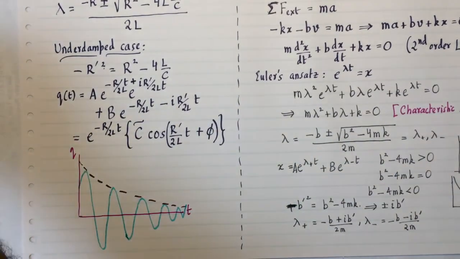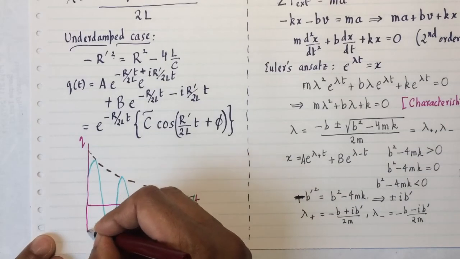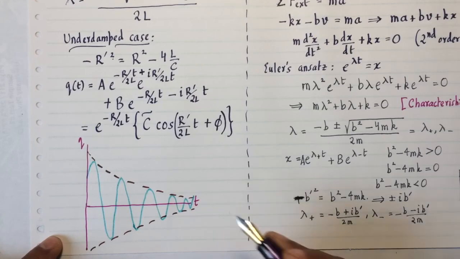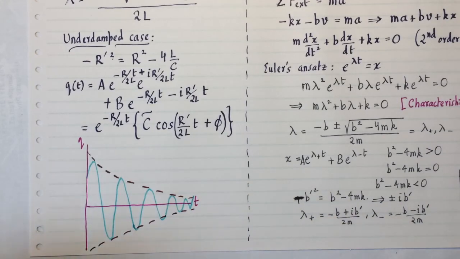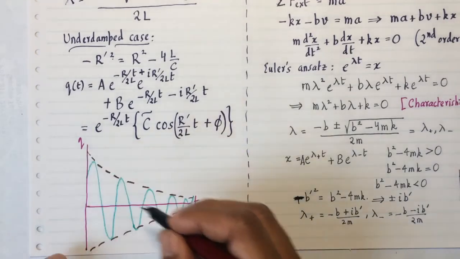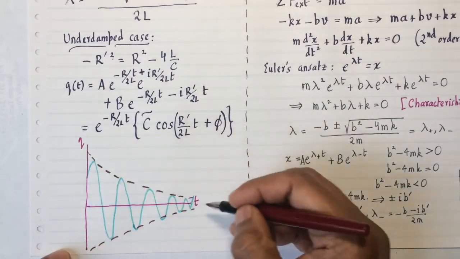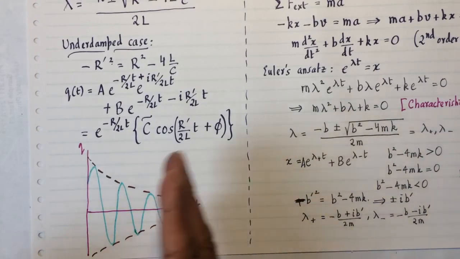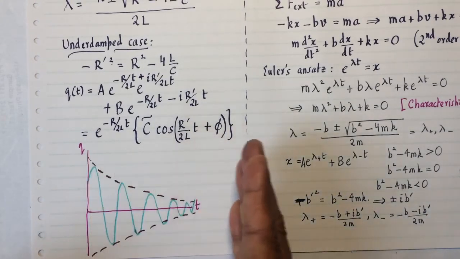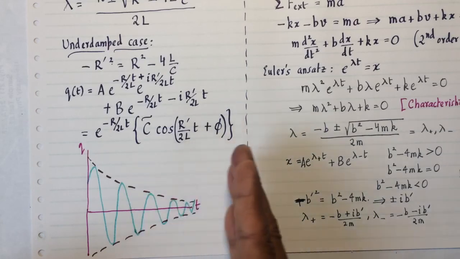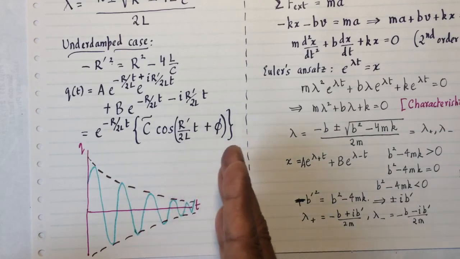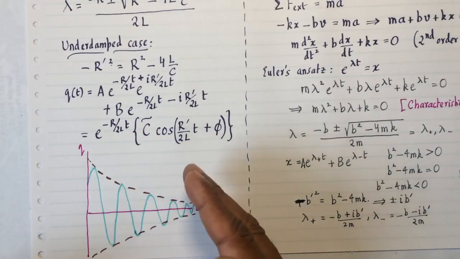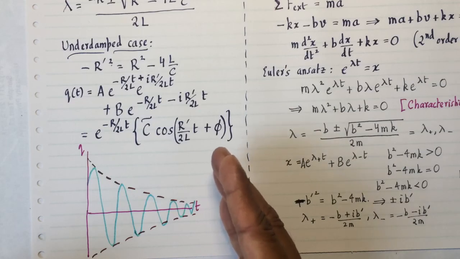What I should have done to make this graph drawing a little easier is to draw two of these decaying envelopes and then sandwich the graph in between. But you get the idea. It's a decaying exponential that's oscillatory within. So if you have a system that's underdamped, it'll behave just like what you expect a simple harmonic oscillator to do in the presence of air drag. It'll oscillate less and less and less. It'll never stop oscillating according to this mathematical description, but in reality you know that that's never going to happen.